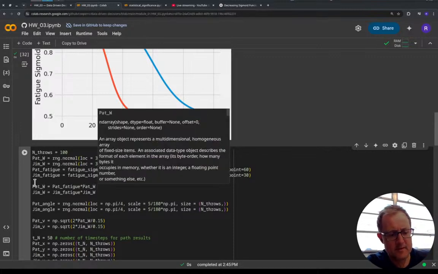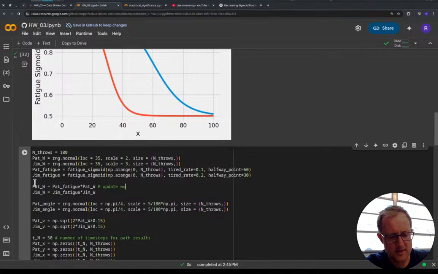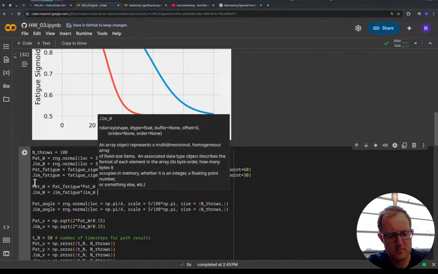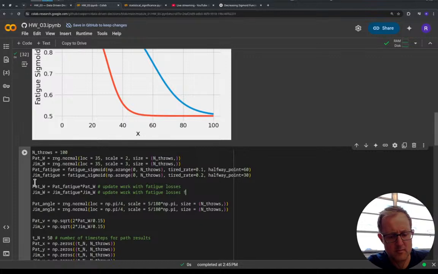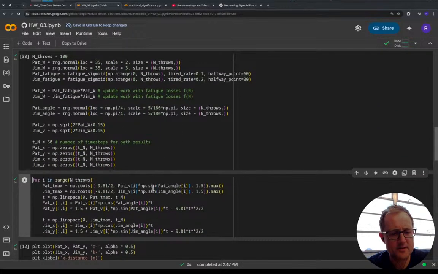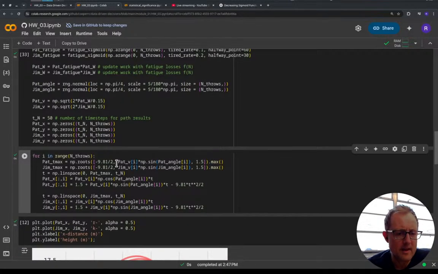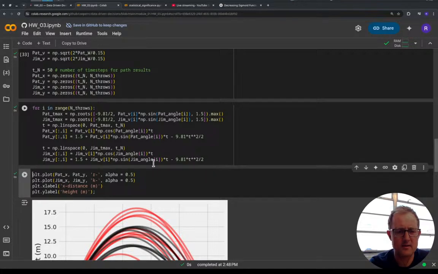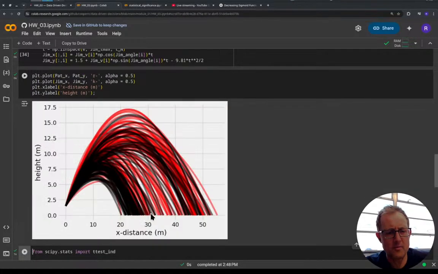And just some notes. Update work with fatigue losses. Where it's a function of the number of throws. And let's see what happens. I'm not going to change any of this stuff because I'm not adding like drag or anything. So let's just see what happens.